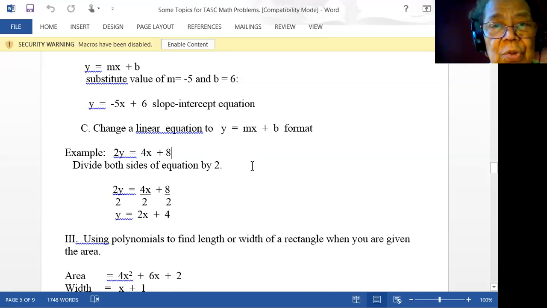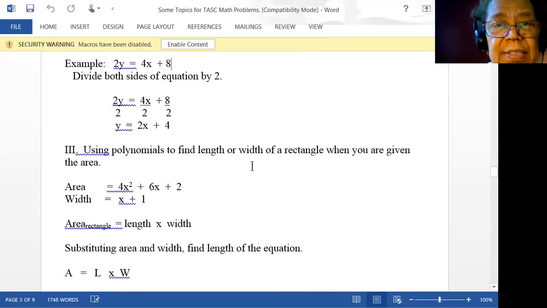Now, let's go to the next one, and you had this on your worksheet 8, where I gave you some polynomials for your area and for your width, and you were to find the length. So the area was 4x squared plus 6x plus 2. The width is x plus 1. Okay, now you're to find the length.